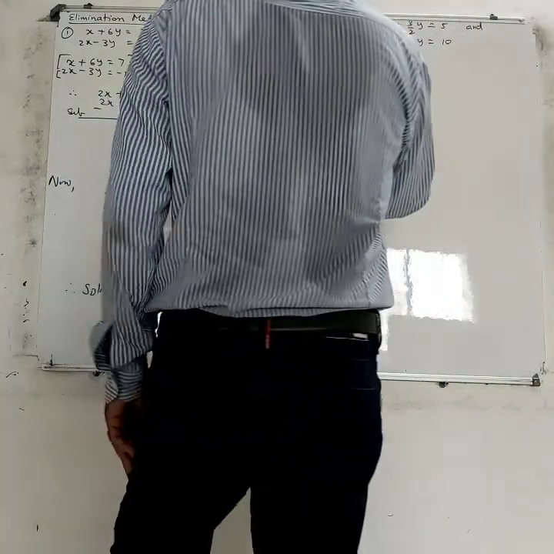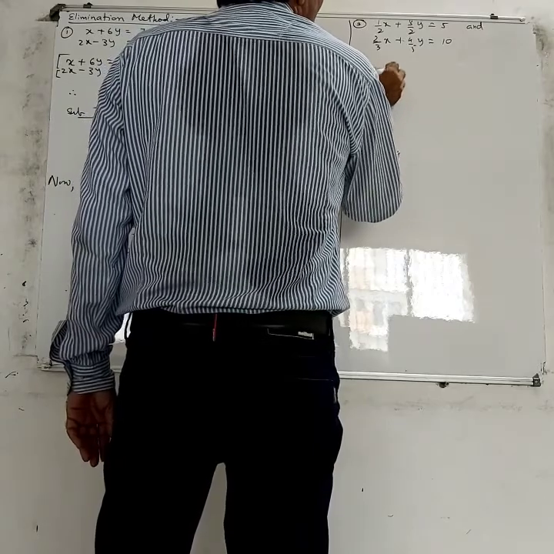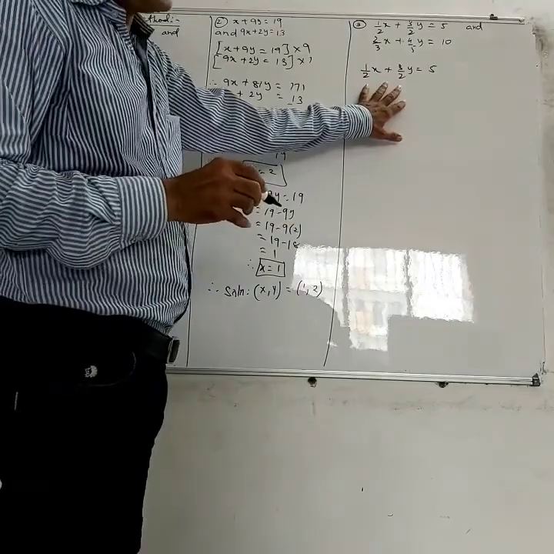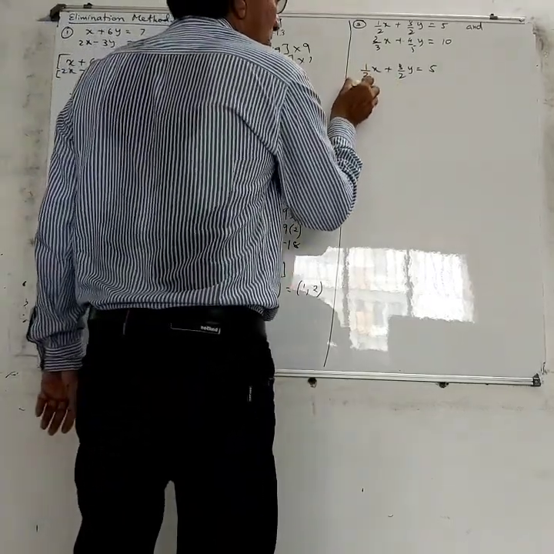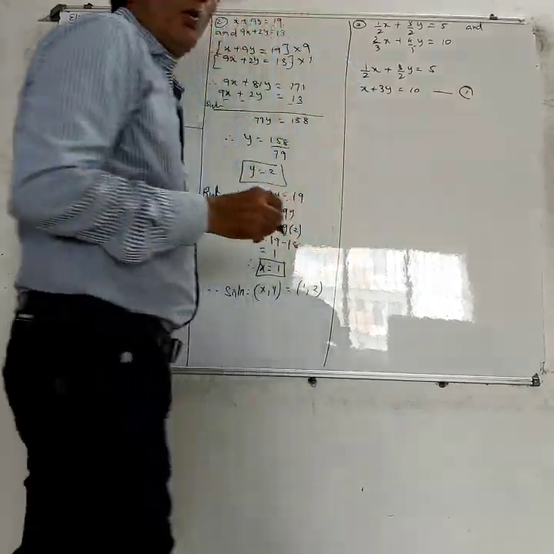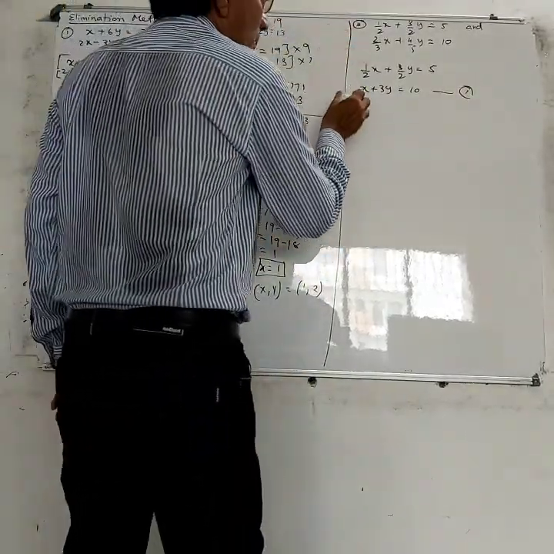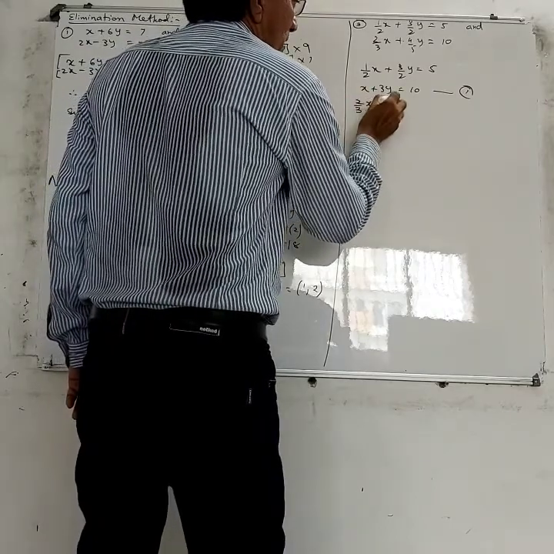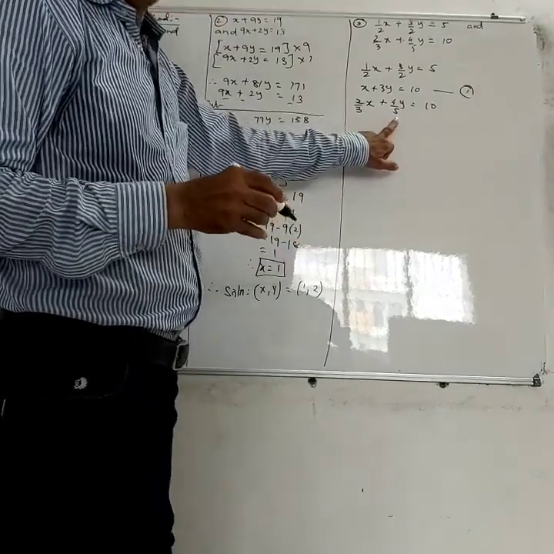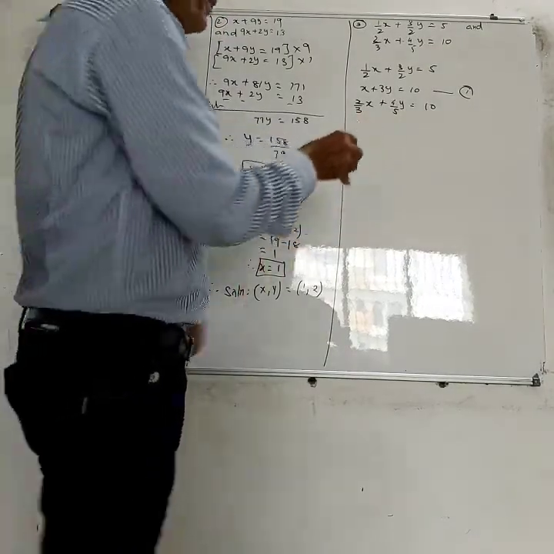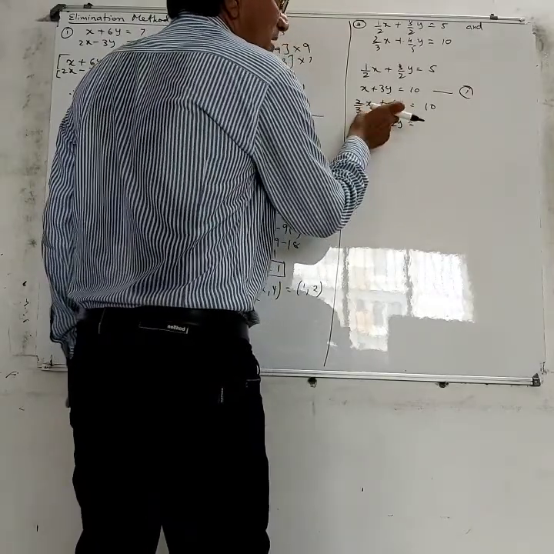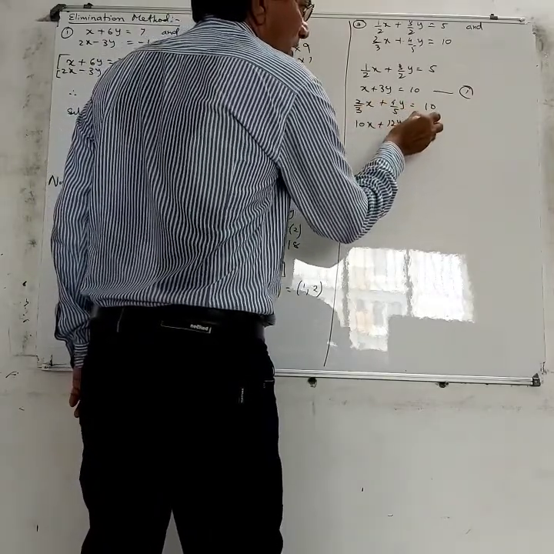So let us take the first one. Half x plus 3 upon 2y is equal to 5. If I take 2 as the LCM, then x plus 3y, 5 2s are 10. Let this be equation number 1. Take the second one, 2 upon 3x plus 4 upon 5y is equal to 10. Now 3 and 5, LCM is 15, 5 3s are 15. So 5 2s are 10x, 4 3s are 12y, and LCM is 15. 15 into 10, 150.